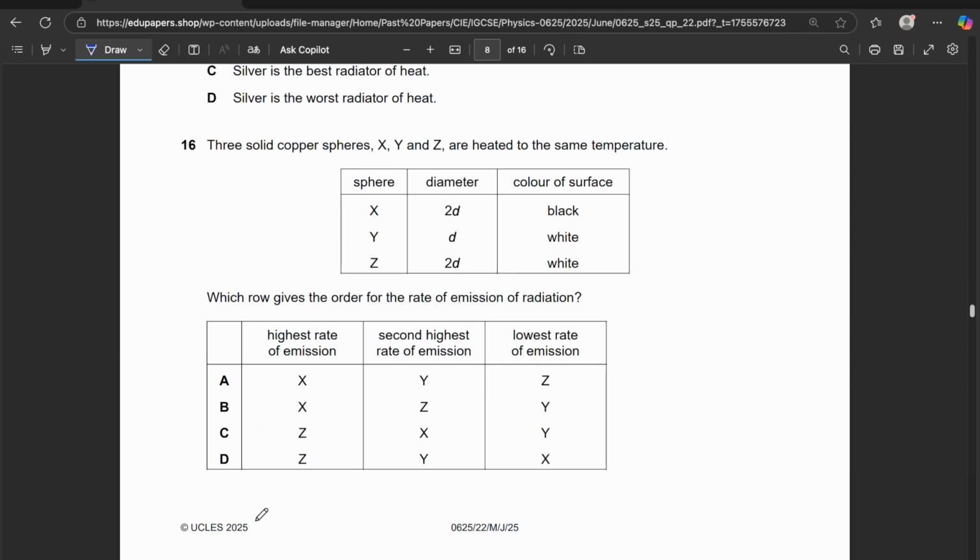16. Three solid copper spheres X, Y, and Z are heated to the same temperature. Which rule gives the order for the rate of emission of radiation? So if the surface area is larger, then the rate will also be larger, and for black surfaces it will also be faster. So X will be the highest, and second highest will be the one with the larger diameter, X, Z, and Y. So B.